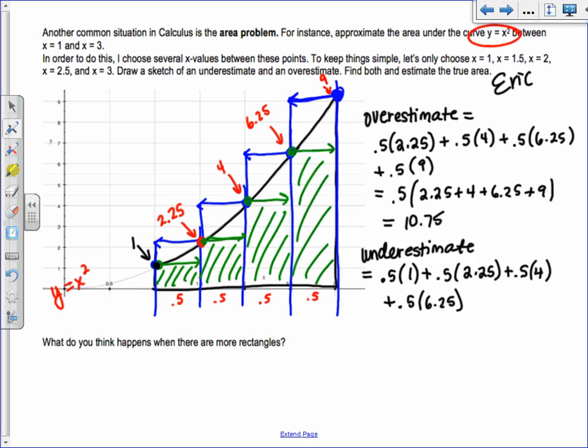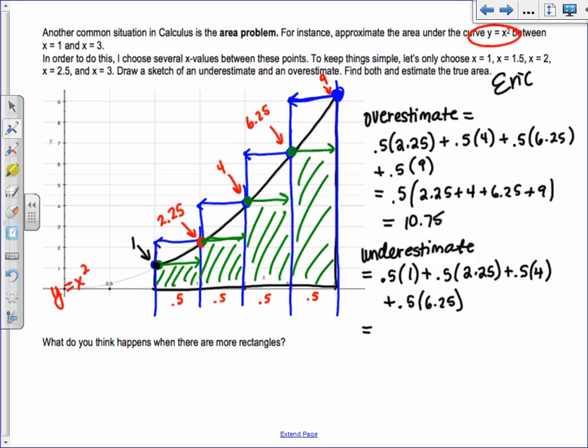Why did I not use 9? Yeah, 9 is past that interval, right? It's past since we're using everything on the left. You see how this works? Left endpoint, use the things on the left: 1, 2.25, 4, 6.25. Right endpoint, use the things on the right: 9, 6.25, 4.